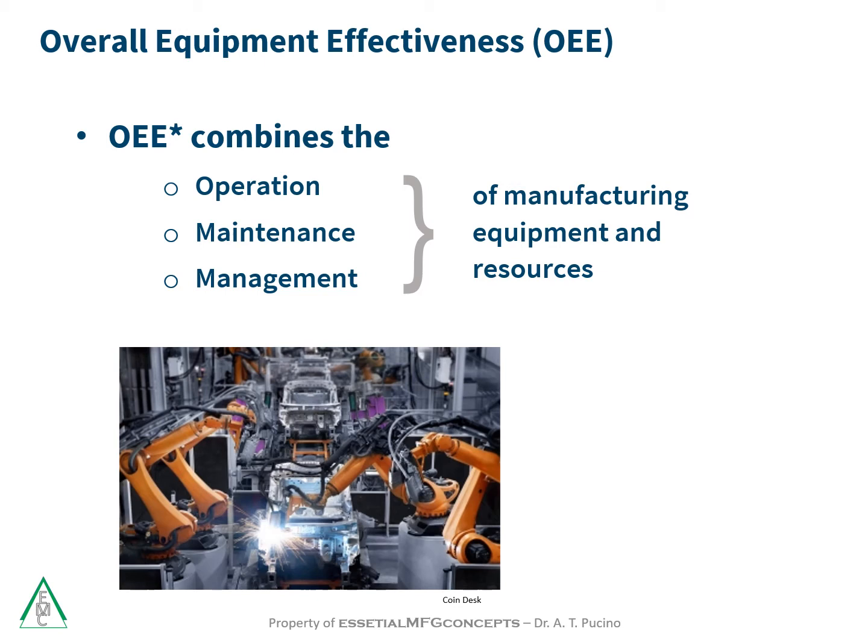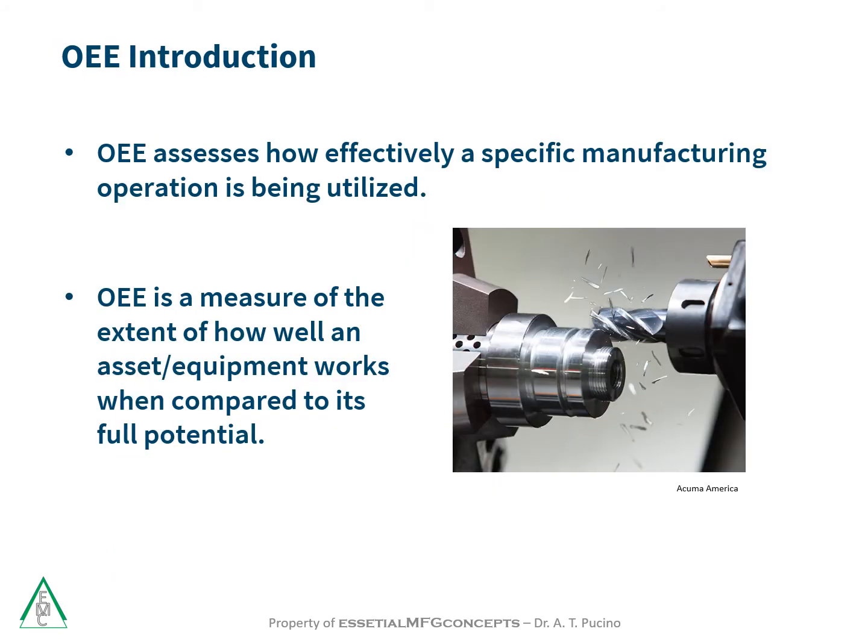Therefore, it's highly recommended that you stay on one operation from the beginning to the end. Collect data, make calculations, assess gaps, plan and implement improvements, and then move on to another piece of equipment. Overall equipment effectiveness allows you to evaluate the effectiveness of a manufacturing operation being utilized at a point in time. OEE is a measure of how well the assets work compared to their full potential.